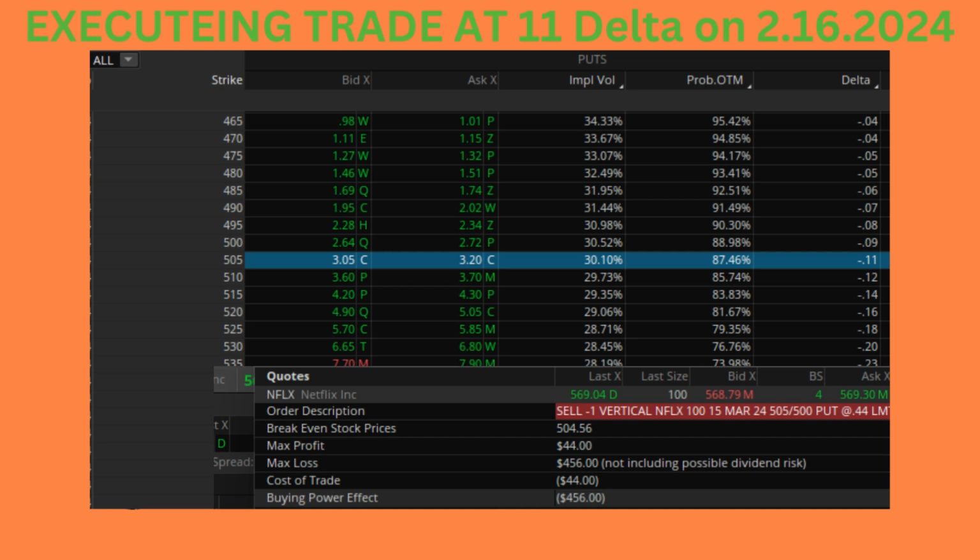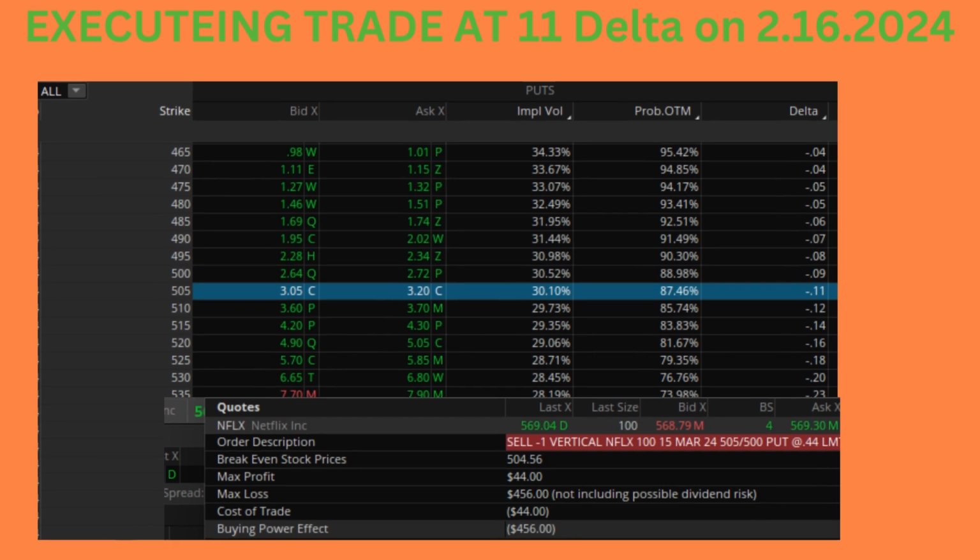So, once we use the platform to execute the trade, and I'm using Think or Swim right here. I've been using it for over 20 years now, and I'm very comfortable with it. Upon sending the trade, you will get a trade dialog box which summarizes the details of the trade.